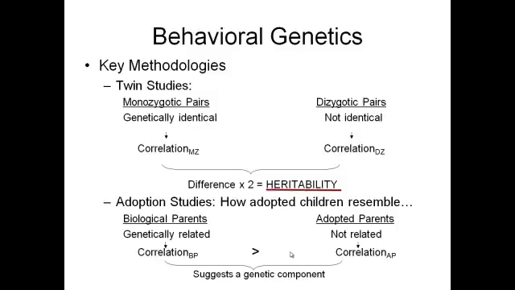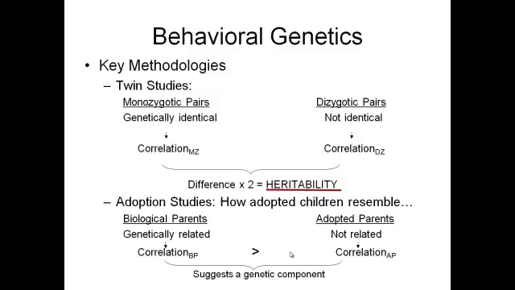So what you would do is look at the difference between those two correlations and multiply it by 2 to establish what is called the heritability coefficient. And the heritability would indicate the extent to which this particular characteristic can be attributed to genetics.